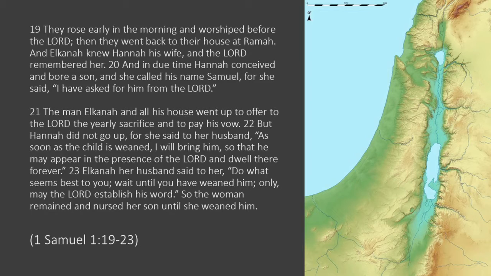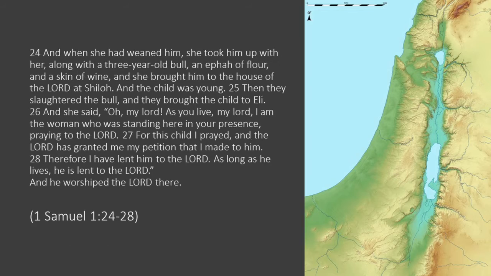So the woman remained and nursed her son until she weaned him. And when she had weaned him, she took him up with her, along with a 3-year-old bull, an ephah of flour, and a skin of wine, and she brought him to the house of the Lord at Shiloh. And the child was young. Then they slaughtered the bull, and they brought the child to Eli. And she said, "O my lord, as you live, my lord, I am the woman who was standing here in your presence praying to the Lord."